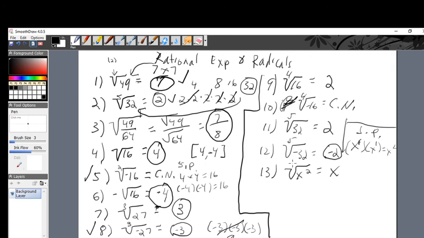An easy way of thinking about it is the invisible 2 over here. 2 divided by 2 is 1. X to the 1 and x are the same thing.